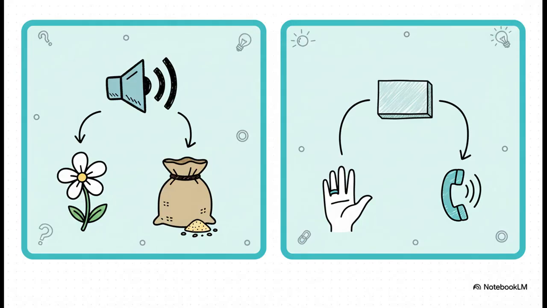So how in the world do you keep them straight? Honestly, it all comes down to the spelling. Homophones always have different spellings. Homonyms can have the same spelling. That's it. That's the main difference you need to know.